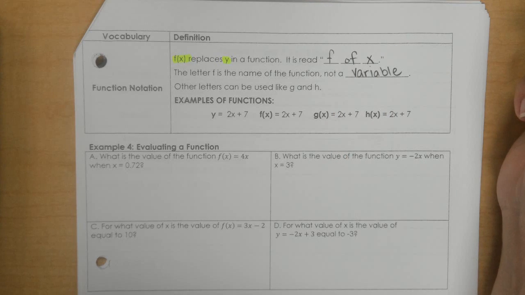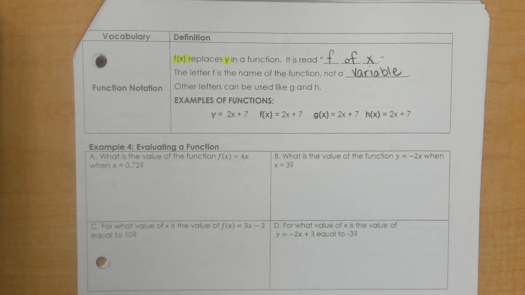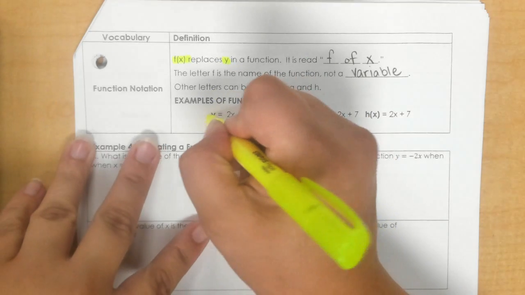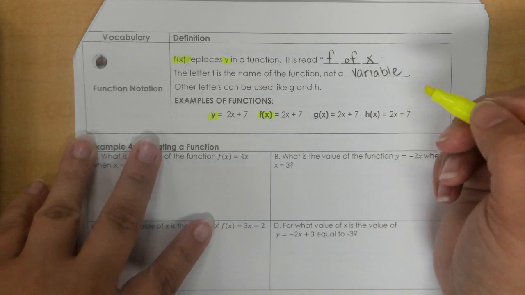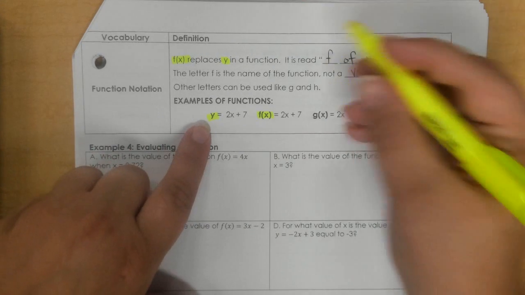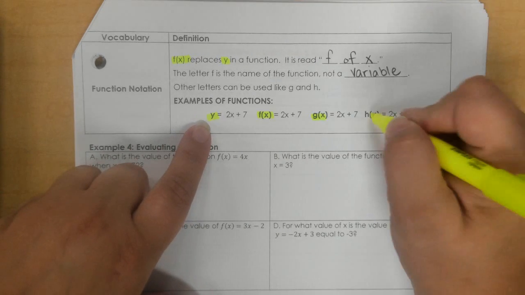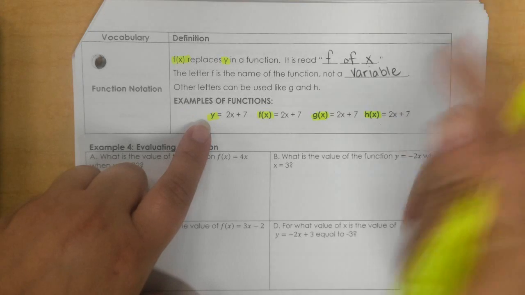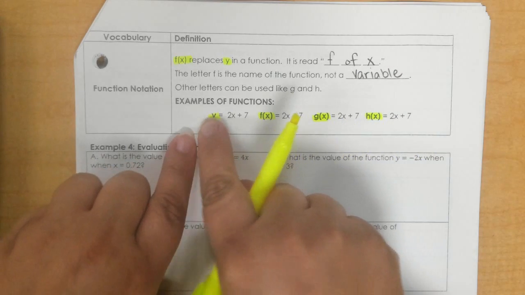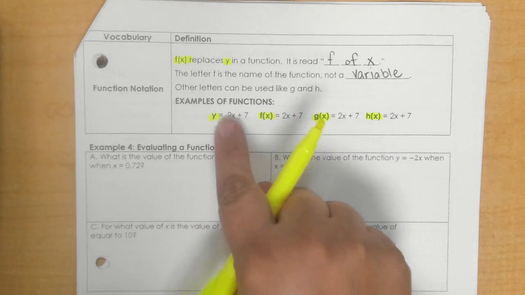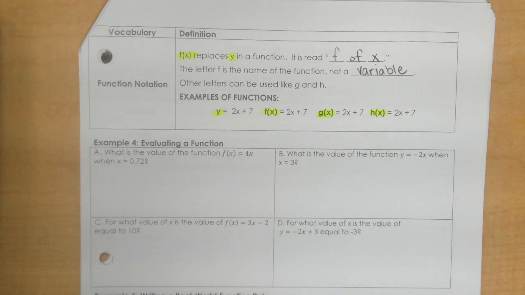Other letters can be used, like g and h. So here I gave you some examples. Y is the same thing as f of x. Y is the same thing as g of x or h of x. All of these mean the same thing. Okay? This is all the exact same equation.